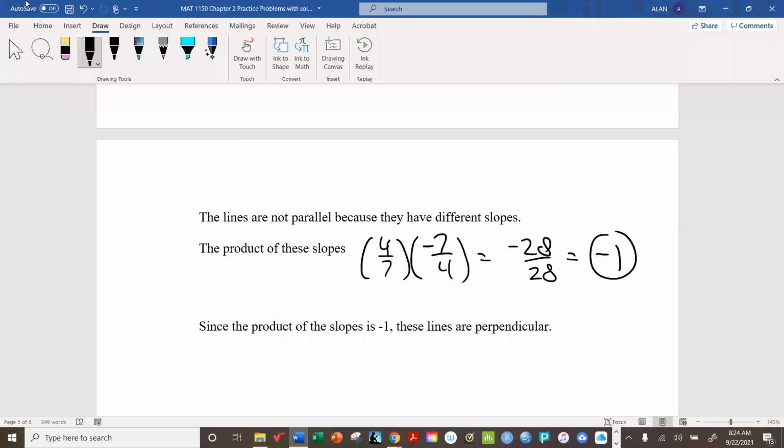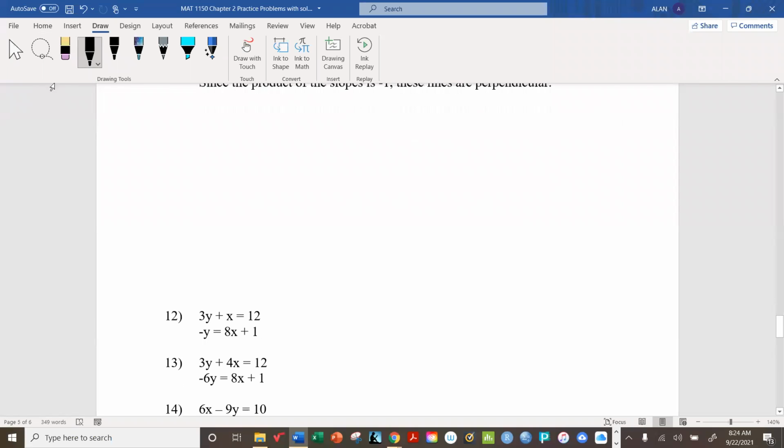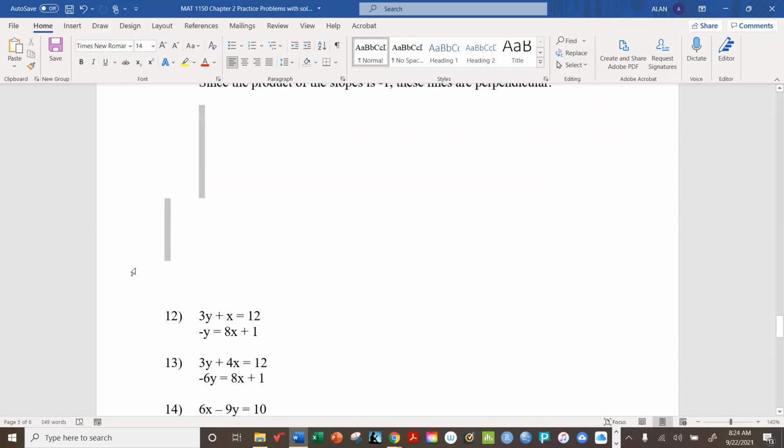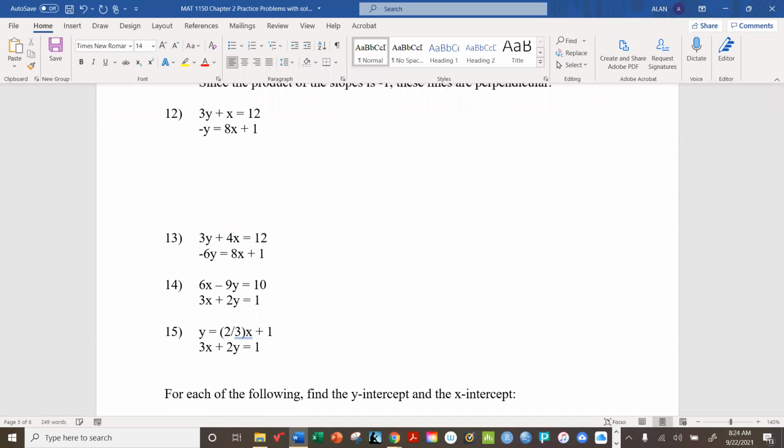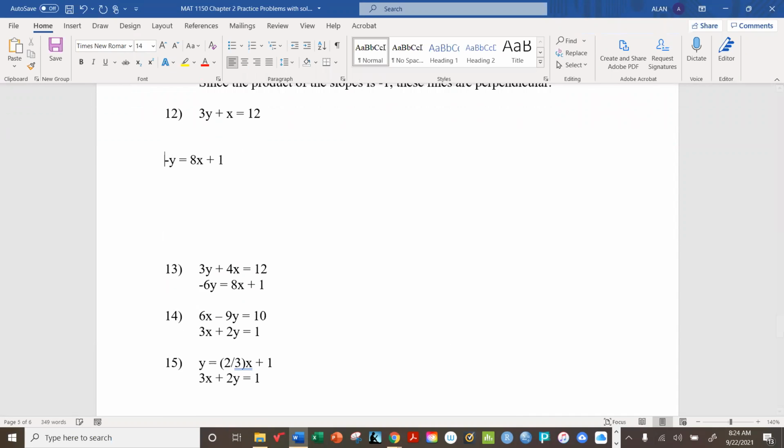Okay. But it wasn't obvious right off the bat, was it? No. We have to rearrange the equations to make sure that we know the exact slopes of both lines. Right now, that isn't really true, is it? No. So let's look at this one.